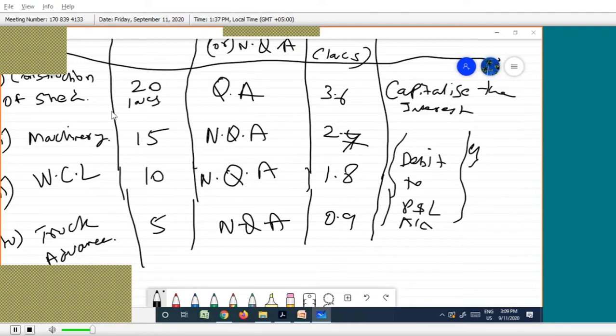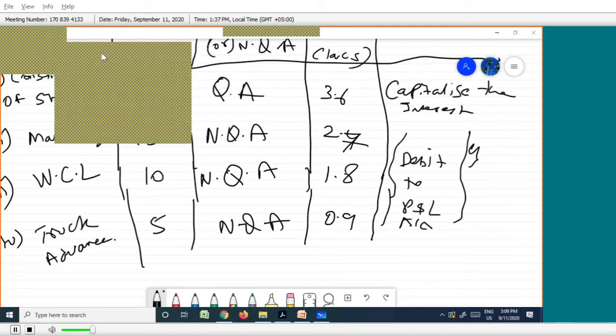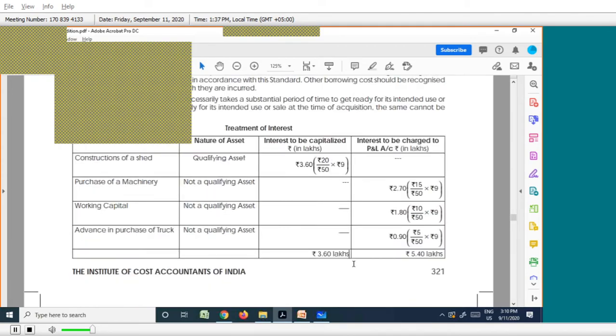Understood? You go through the answer in the issue; the same thing may have been presented in a different manner, but you can write in whatever manner you want. You have to write a little bit of English also. English in the sense, before working out the problem, you should start with an explanation. What is borrowing cost? What is a qualifying asset? If it is a qualifying asset, we have to capitalize the interest. If it is a non-qualifying asset, we have to debit to P&L account. This you have to write first, then you have to work out the problem.